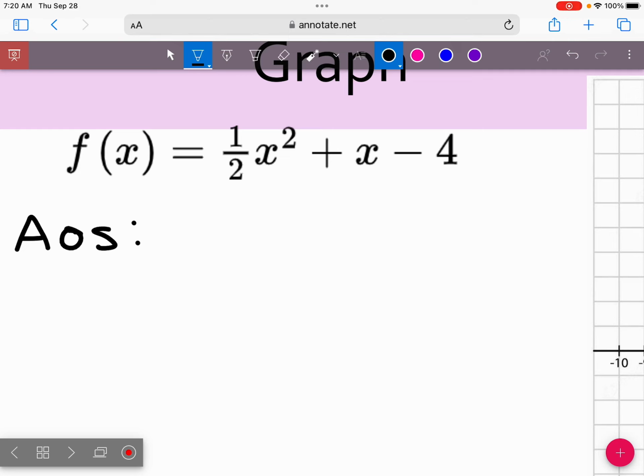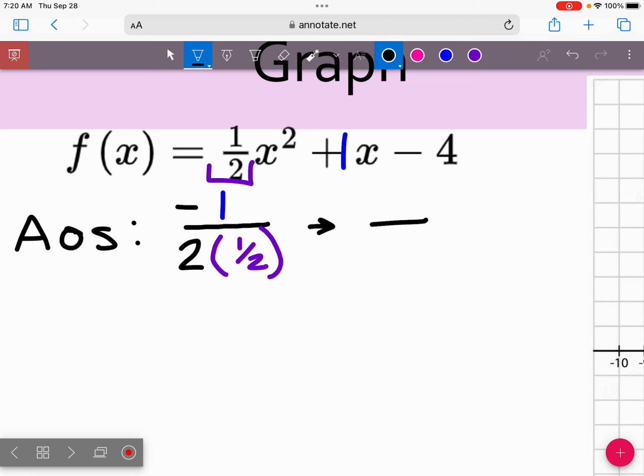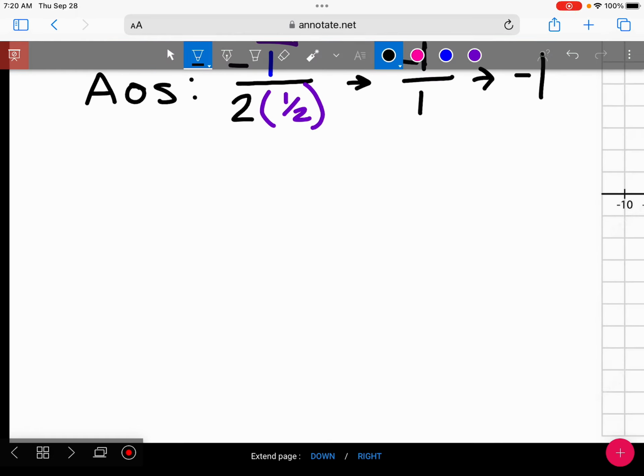So what's our b value? It's 1. So the opposite of 1 over 2 times our a. And what's our a? 1/2. It's this guy out in front right here. And this one came from here. So we wind up with -1 over 2 times 1/2. What is 2 times 1/2? 1. So -1 is the middle of our table.